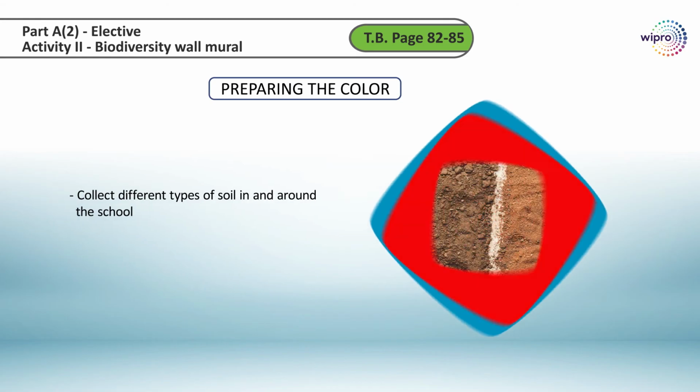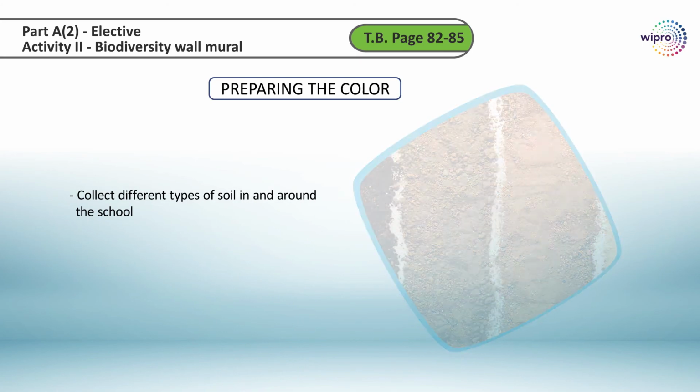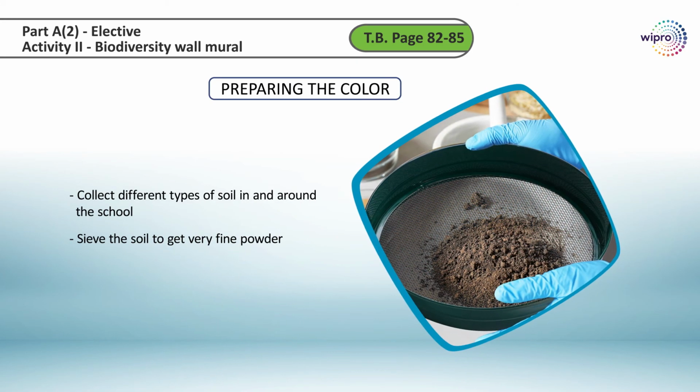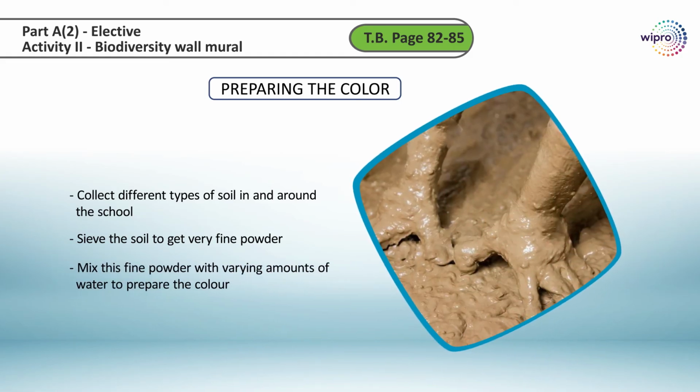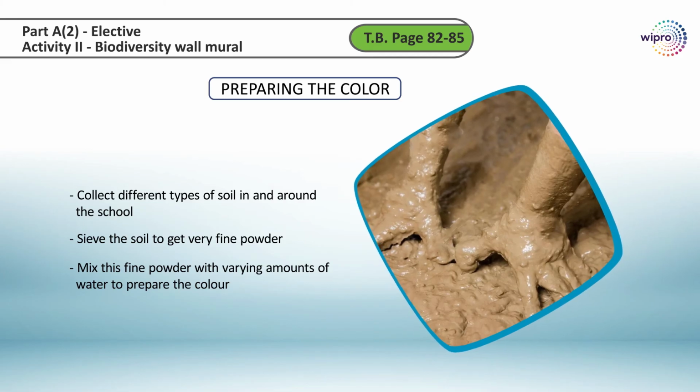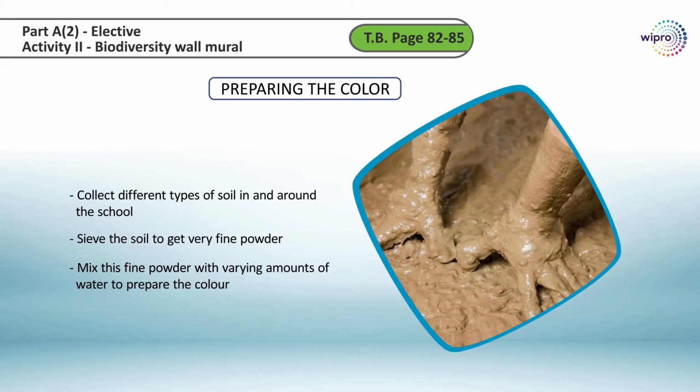Third, preparing the color. Collect different types of soil in and around the school. Sieve the soil to get very fine powder. Mix this fine powder with varying amounts of water to prepare the color. Soils differ in their color, texture, particle size, viscosity, and composition depending on the location, climate, and terrain.